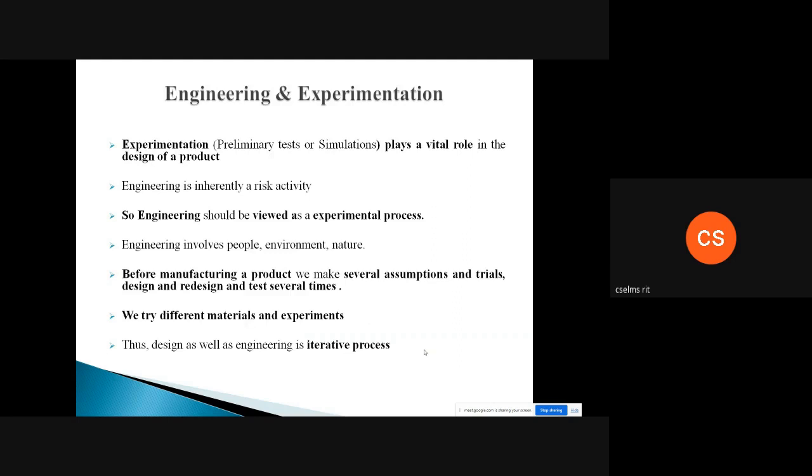So, engineering is an iterative process. There, we are going to design, we are going to test, we are going to redesign, and again the test will be performed until we get the desired outcome.